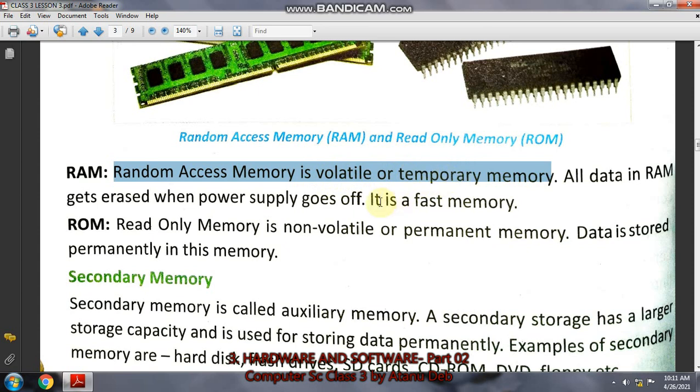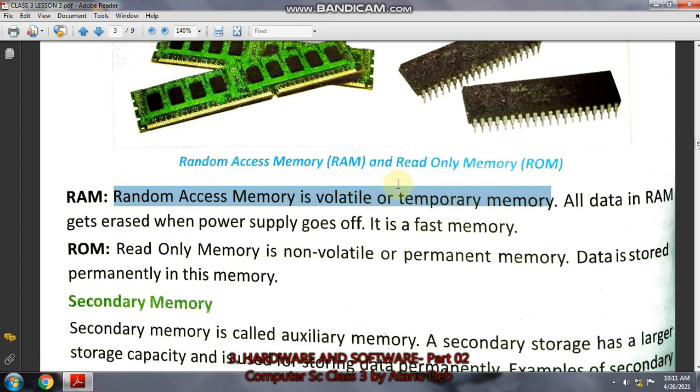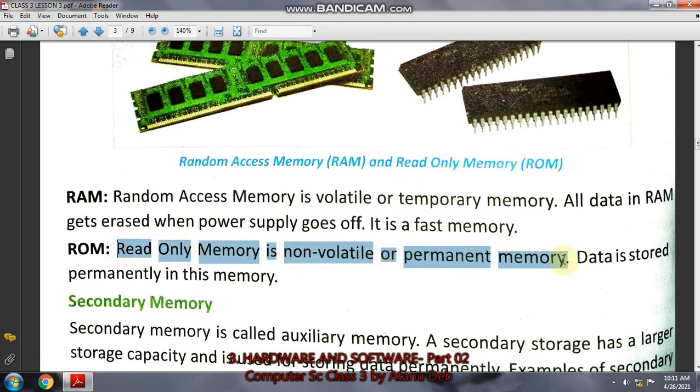Temporary means which is not fixed. That means which will undergo change after some time. It is not fixed. And read-only memory is non-volatile or permanent memory. Non-volatile meaning is permanent, that is fixed.